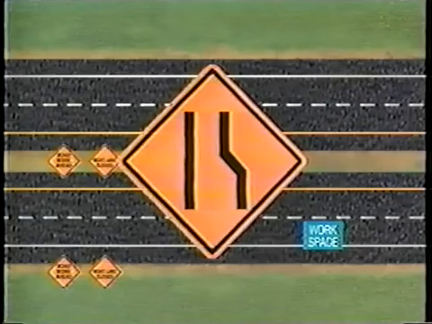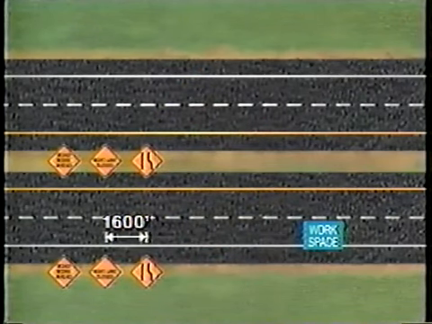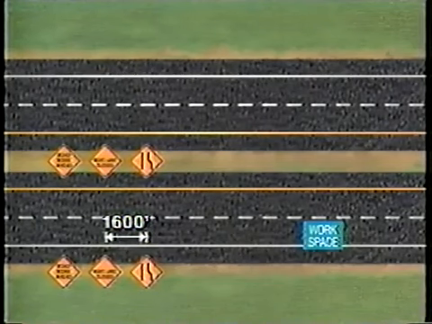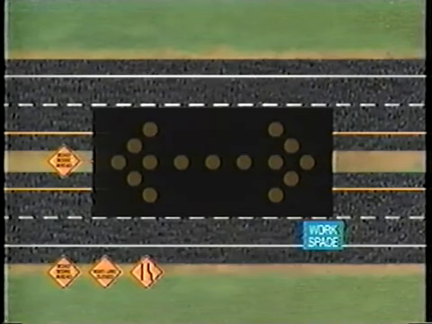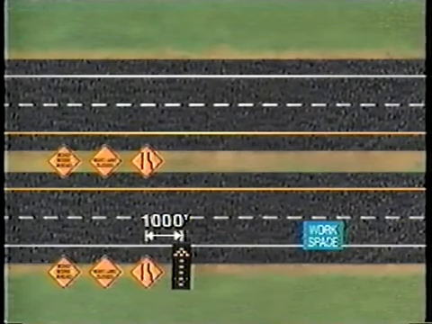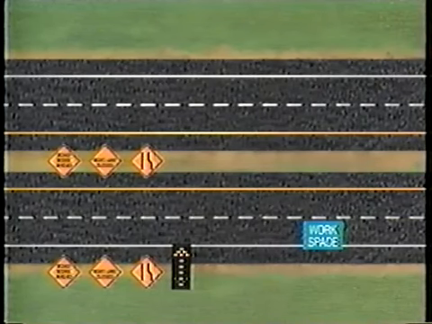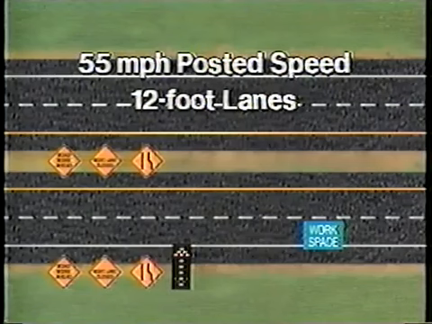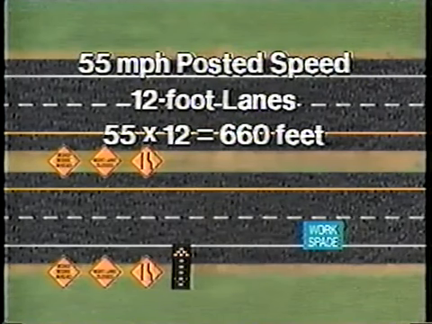Third, a pair of lane reduction transition signs. These signs are placed 1,600 feet from the right lane closed sign. Next, 1,000 feet from the lane transition sign, install the second element of traffic control, the lane closure taper. When setting up the taper, it is good practice to place your work vehicle or advance warning arrow display before the start of the taper for added protection. With a 55-mile-per-hour posted speed and 12-foot lanes, the taper should be 55 times 12 or 660 feet long.